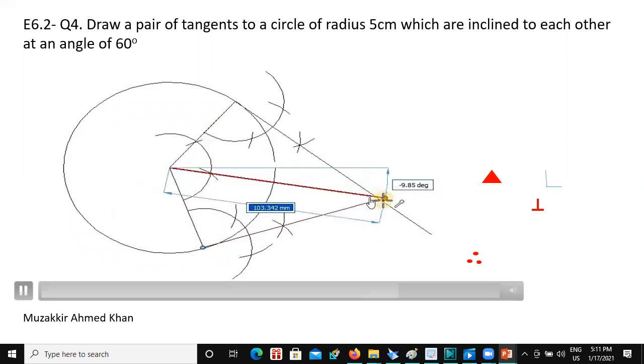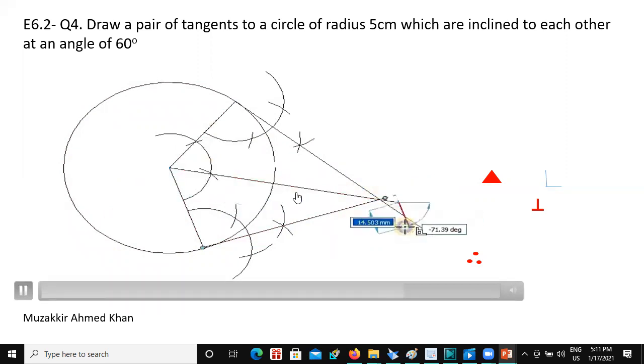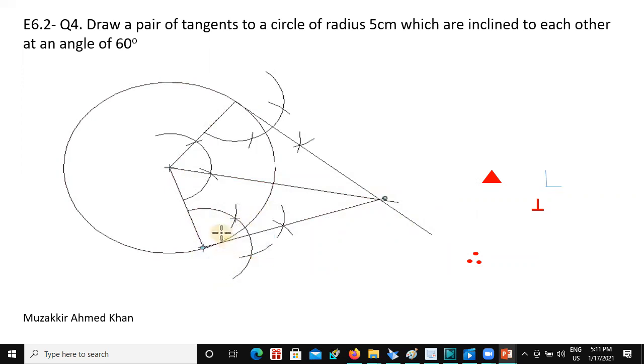I'll take my scale. With the help of pencil, I have drawn this line. You can observe that this line is not horizontal, isn't it? It all depends on the line that I have drawn. Construction part is over.